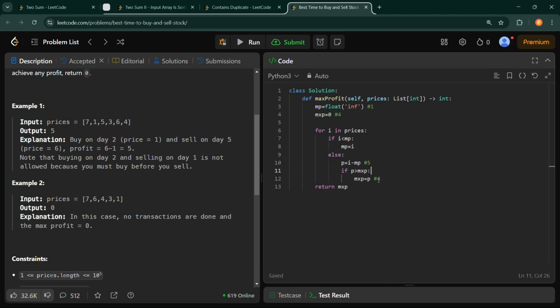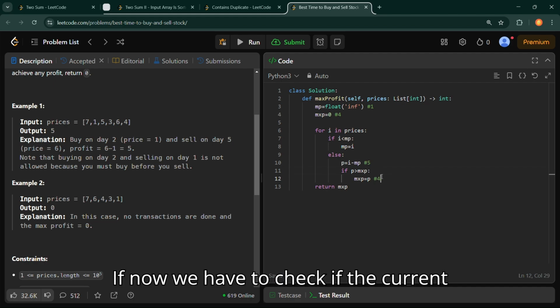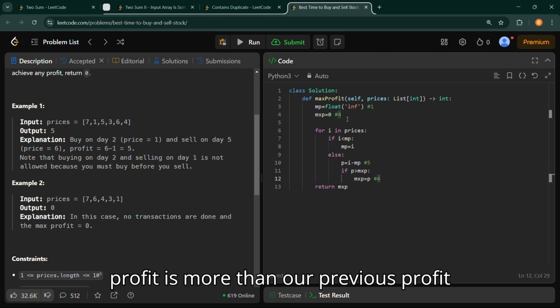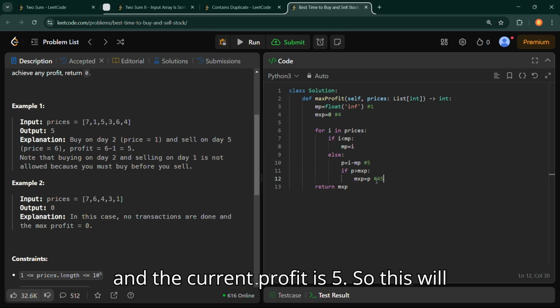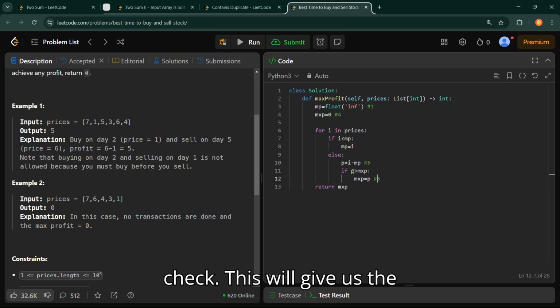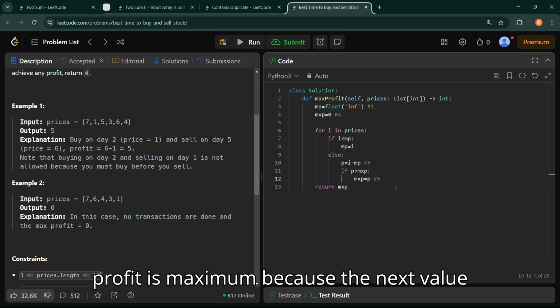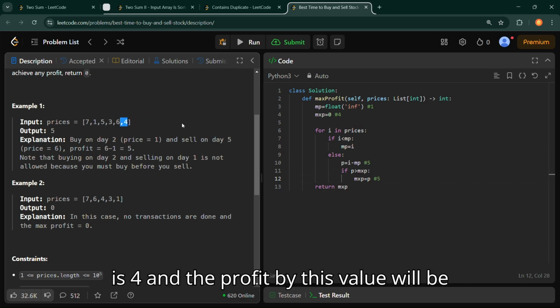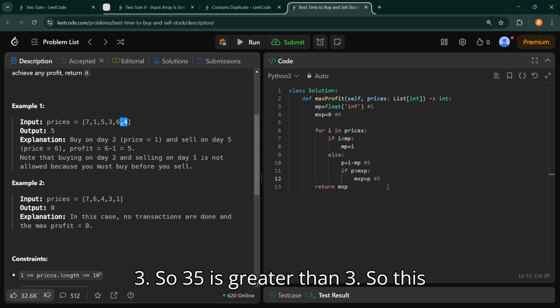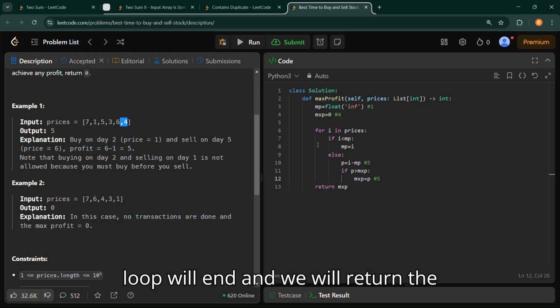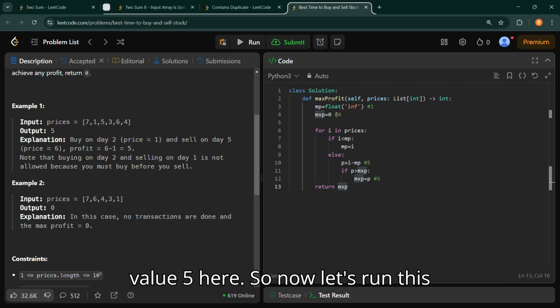Now we have to check if the current profit is more than our previous profit or not. So our previous profit was 4 and the current profit is 5. So this will give us the idea that this profit is maximum, because the next value is 4, and the profit by this value will be 3. So 5 is greater than 3, so this loop will end and we will return the value 5 here.